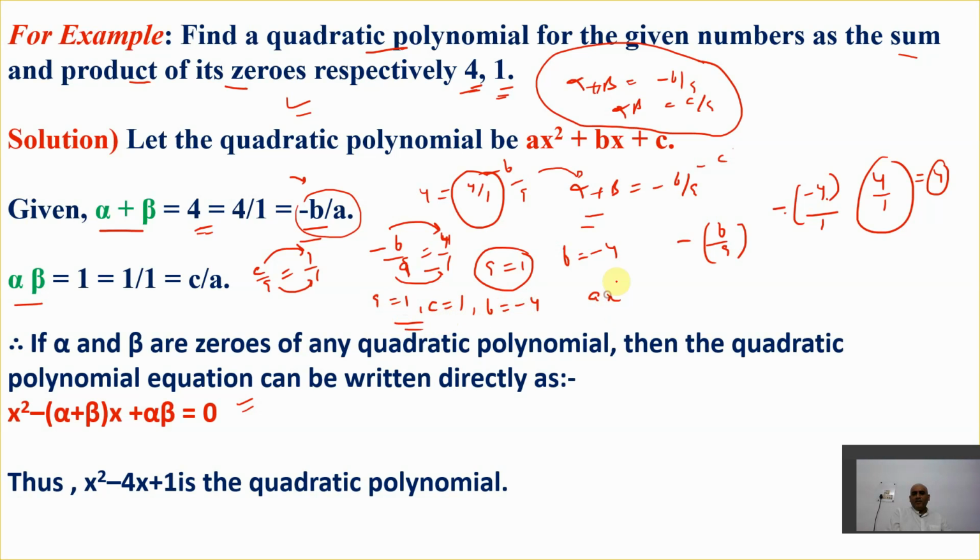And we know that if we have to find the quadratic equation, it is ax square plus bx plus c. We have the values of a, b and c. Put these values. a is 1 here, so that is 1x square. b is -4, so that is -4x. And c is 1, so plus 1. So the equation becomes x square minus 4x plus 1. This is the quadratic equation we are getting.